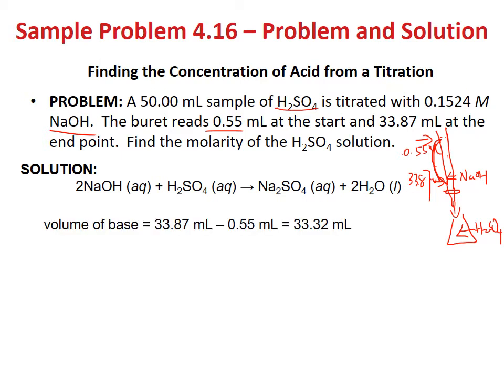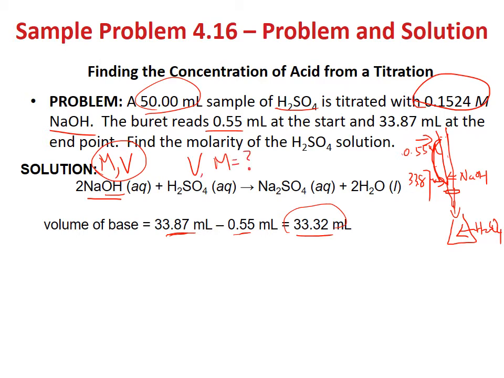So the calculation gives you a volume of 33.32, using the final minus the initial. So the end point volume minus the start volume is how much volume of the base, sodium hydroxide, goes into the neutralization. Now the given information is the sodium hydroxide molarity, which is this one. So we have the molarity of sodium hydroxide and the volume of sodium hydroxide added. Both are given. We also know the volume of sulfuric acid, and we want to know the molarity.